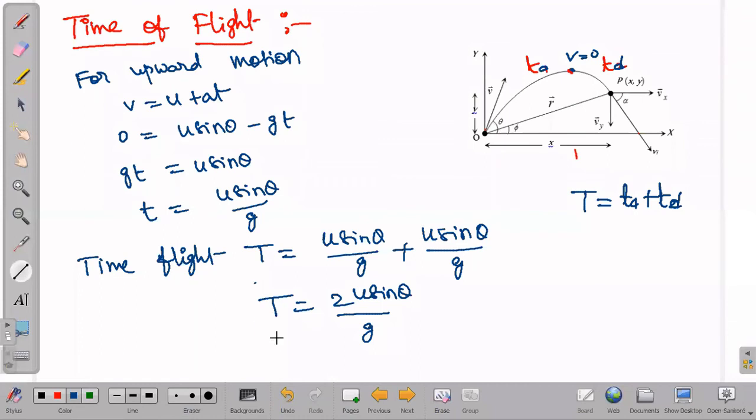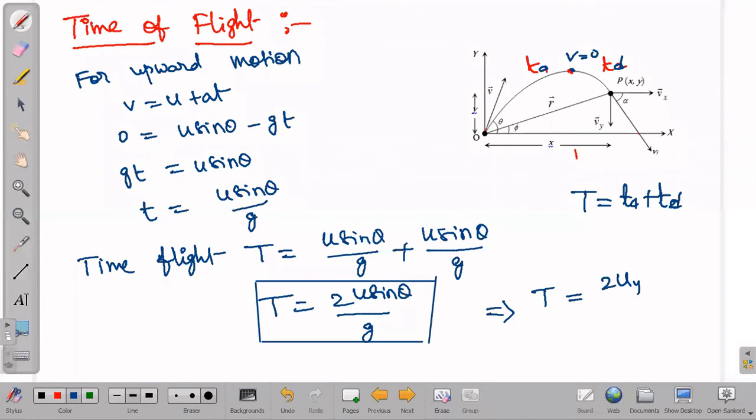Now we have a little more to go into in this. We will go into a little further detail and then continue. Time of flight can also be expressed in terms of u sine theta, which is nothing but our velocity along the vertical component only. So we can write it as 2uy by g also. So the time of flight can also be represented in terms of only the vertical velocity.